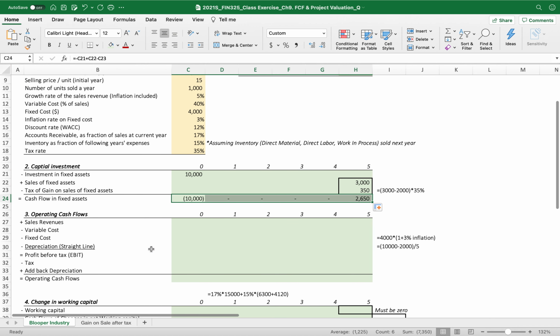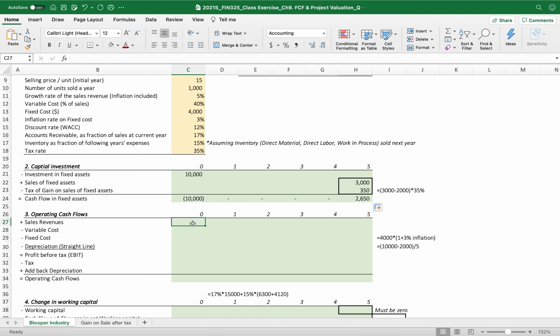And then let's create the operating cash flows. Today, we don't have any sales revenue, right? And then the revenues, how do we get them? The 15,000 was the selling price times $1,000. Then it's going to be growing with the growth rate of 5%. So I'm going to fix this growth rate so that when I drag to the right to year 5, it is increasing.